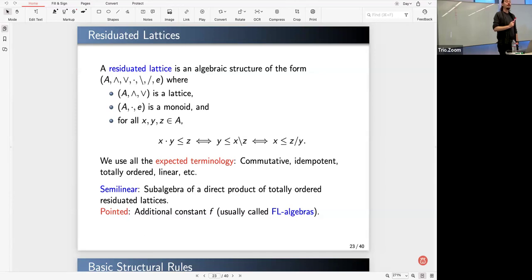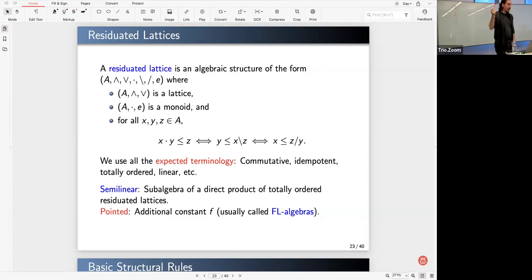Namely, whenever x times y is smaller than z, where smaller is in the lattice order, that means that y is smaller than x under z, and it's the same as saying that x is smaller than z over y. I should think of these divisions over and under as being two implications, where x under z is like x implies z going in one direction, and z over y is like z is implied by y going in the other direction.